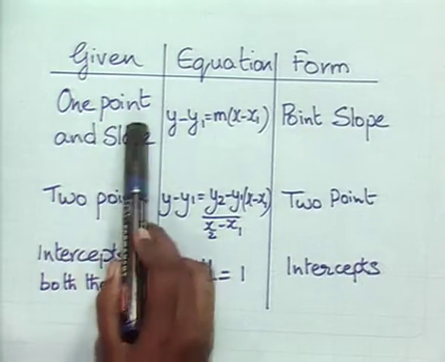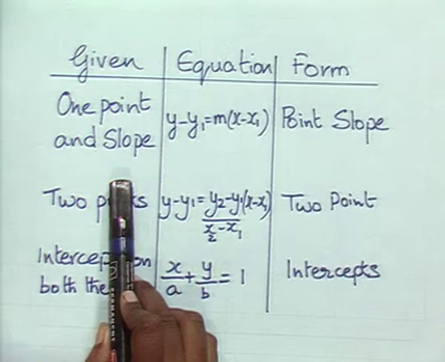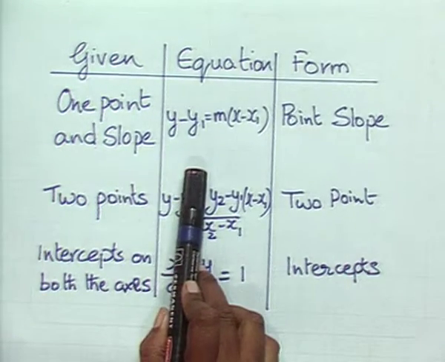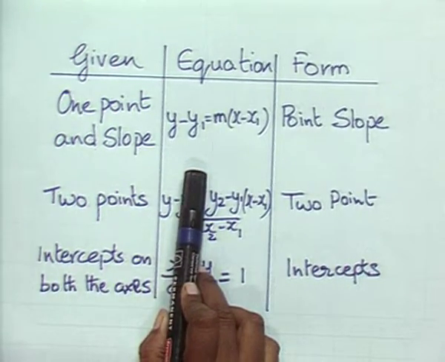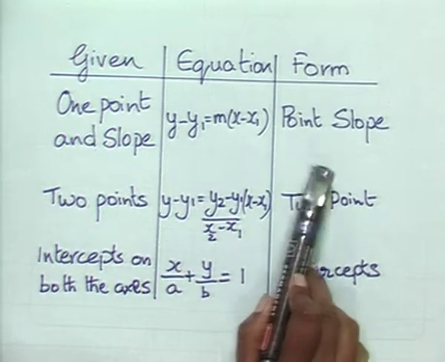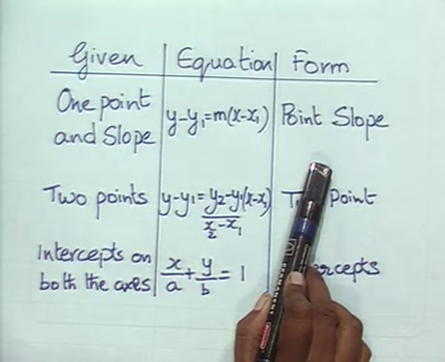So we have different forms of equations of straight lines obtained under different conditions. These are, when we are given one point and slope, the equation is y minus y1 is equal to m into (x minus x1), and this is called point slope form.